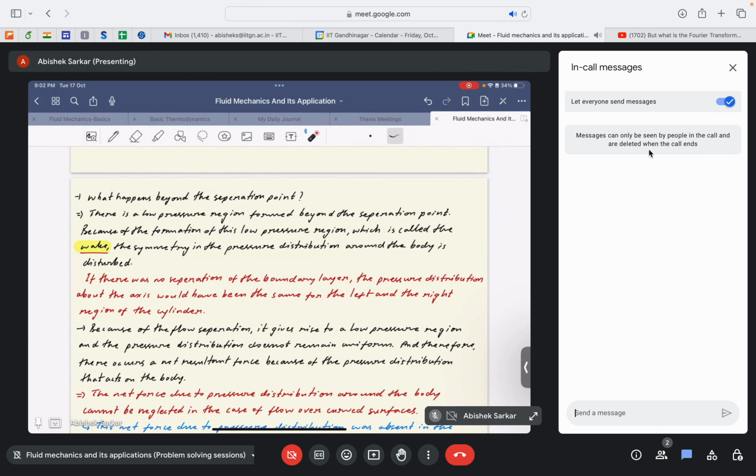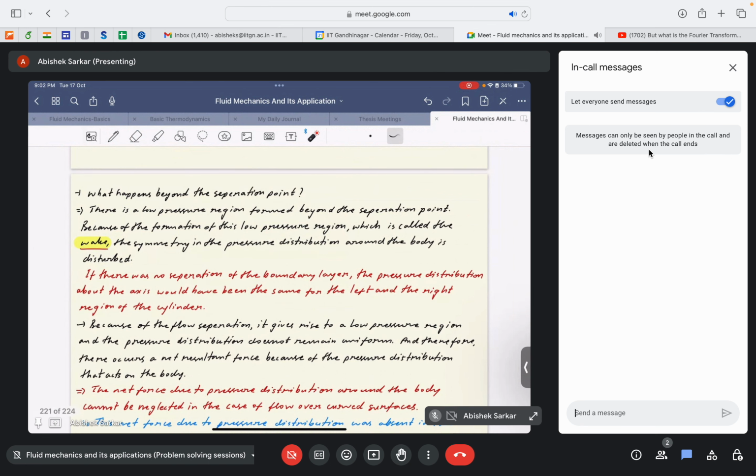Okay, so now if there was no separation of the boundary layer, the pressure distribution about the axis would have been the same for the left and the right region of the cylinder. Which is exactly the case in low Reynolds number flow. Because of the flow separation, it gives rise to a low pressure region, and the pressure distribution does not remain uniform.